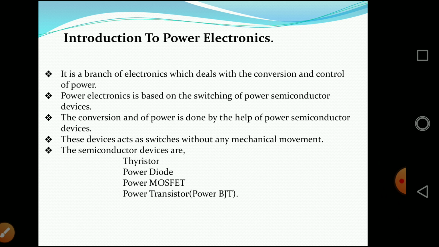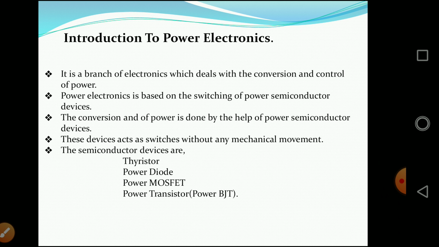I have already told you about the rectifier. A rectifier converts AC into DC, and an inverter circuit converts DC into AC. That is the conversion of power. Or else we can increase or decrease the power by using power electronic circuits. So basically power electronics is a branch of electronics which deals with the conversion and control of power. By using power devices we can also control the output of the circuit.